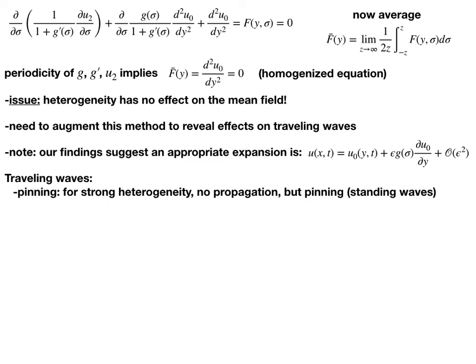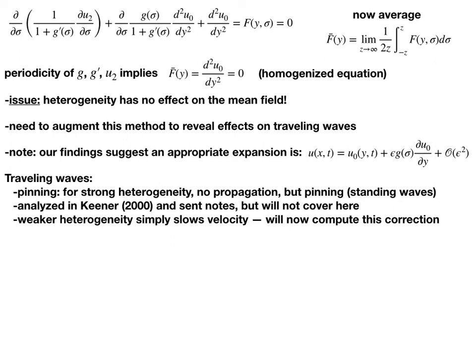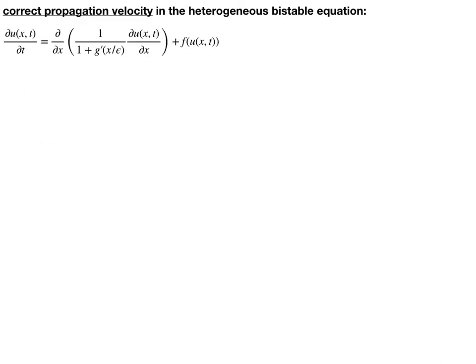So what would we want to look for in terms of the effects of heterogeneity on the solutions to the PDE? One effect could be that in a limit of very strong heterogeneity, we don't have any propagation at all, but waves get pinned in place. Keener goes through that analysis, and I have some handwritten notes on that I can send as well, but we'll not cover that here. I really want to focus on, in the limit of weaker heterogeneity, how this heterogeneity can slow the velocity of waves, and actually compute this correction.